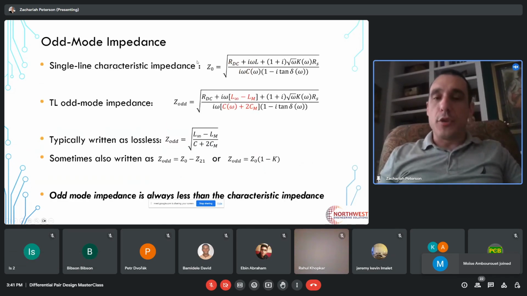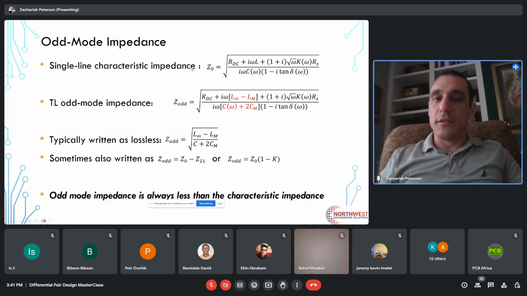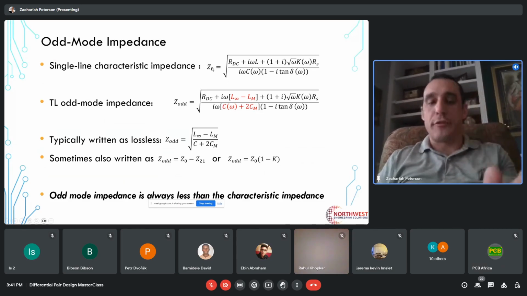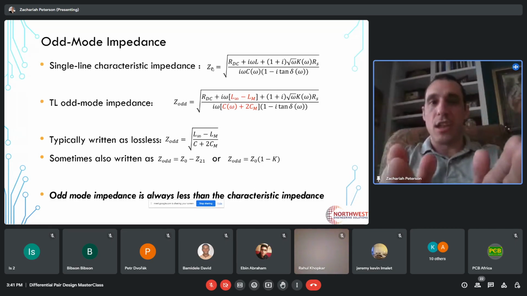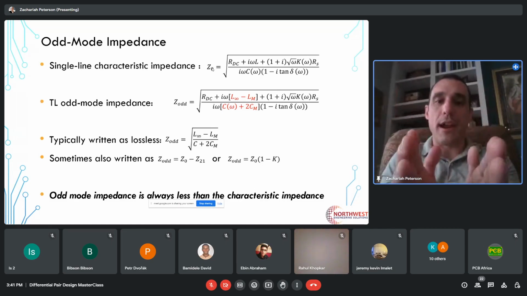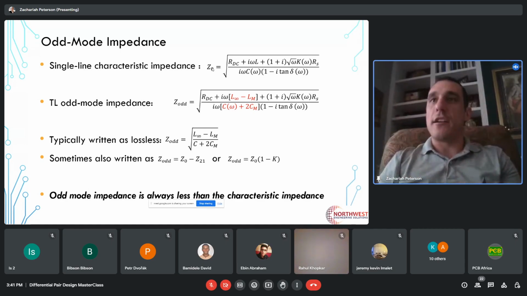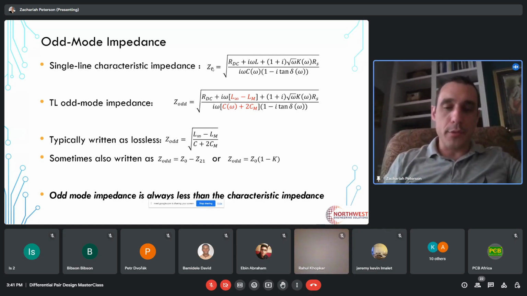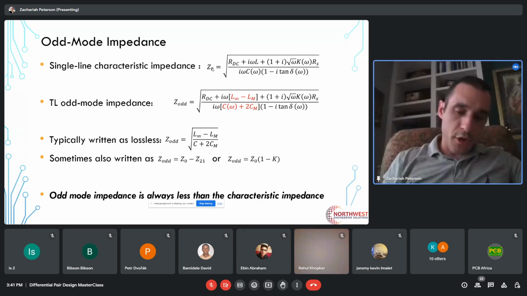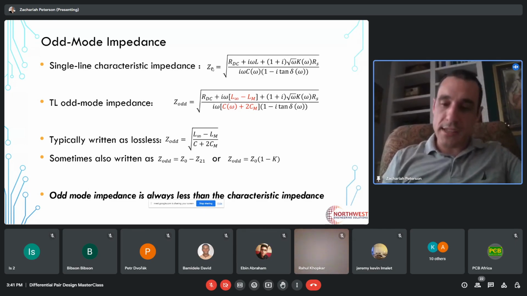So if you calculate the characteristic impedance of a line and you say, I have a 50 ohm transmission line, then you bring in another transmission line and you form your differential pair. Now the impedance of that line is not 50 ohms anymore. It's less than 50 ohms. The reason that's important is that you can then get excess return loss at very high frequencies, which is especially important when we're targeting very high data rates at 112G or 224G.